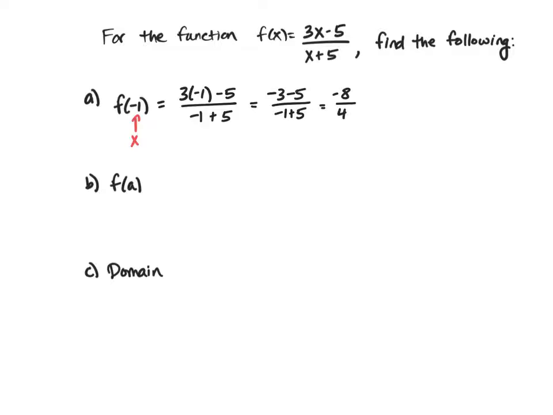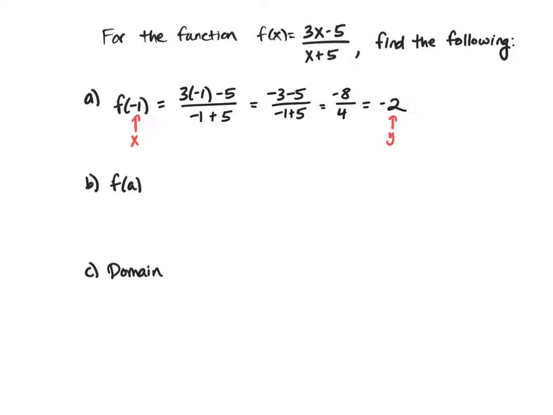And now that we've simplified each the numerator and the denominator, now we'll divide. So negative 8 divided by 4 is equal to negative 2. So we have found that f of negative 1 is equal to negative 2. You can think of this as an ordered pair. When x is negative 1, y is equal to negative 2 for this particular function.